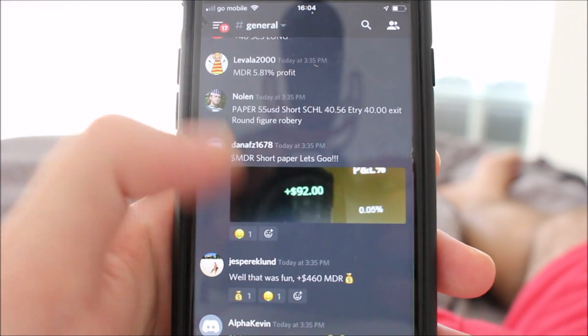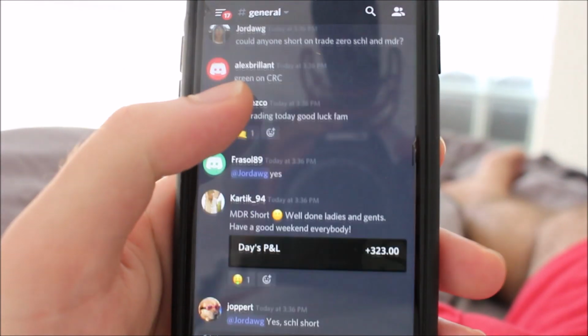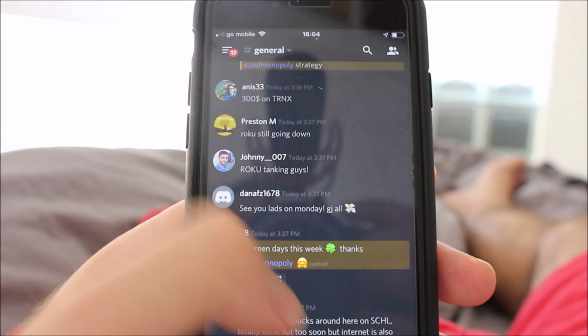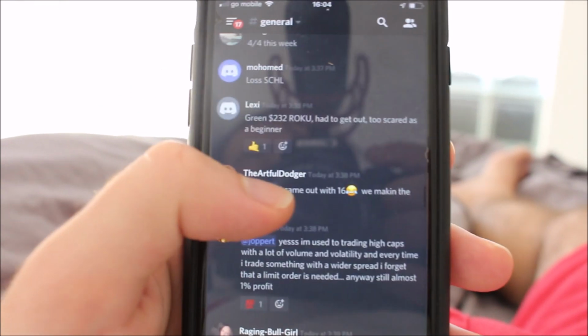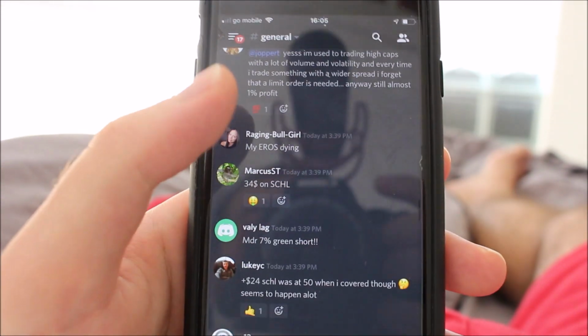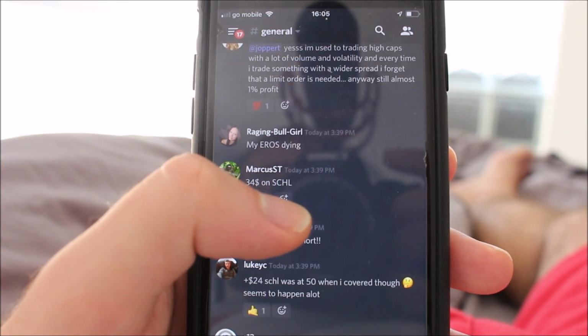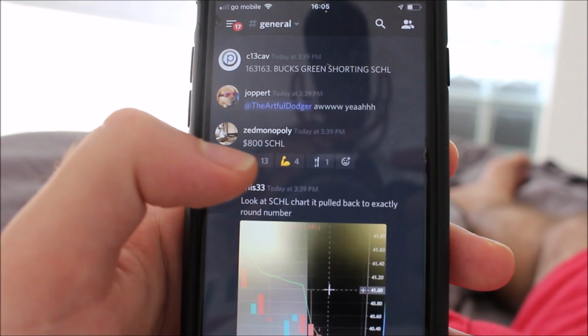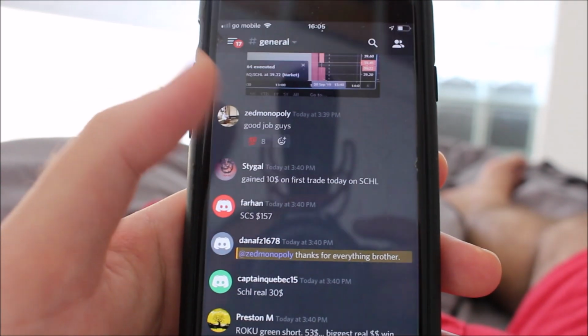Right now I'm just going through the Monopoly chat room to show you the guys that follow my trading strategy and the profits they've made. Now obviously this is the first loss of the chat room. We traded this stock called SCHL based on the earnings report strategy that I teach you, and this is the profit for today, $800 made.